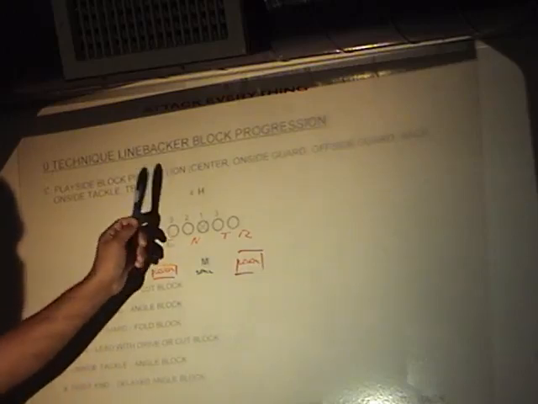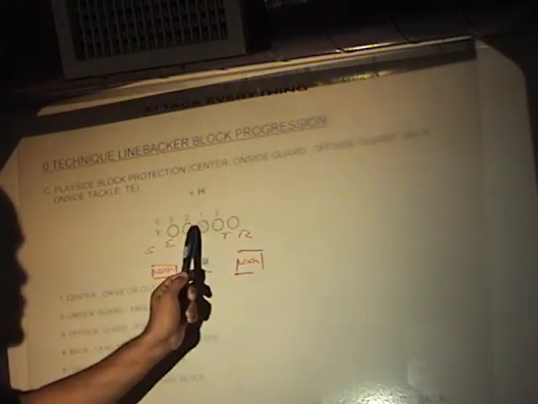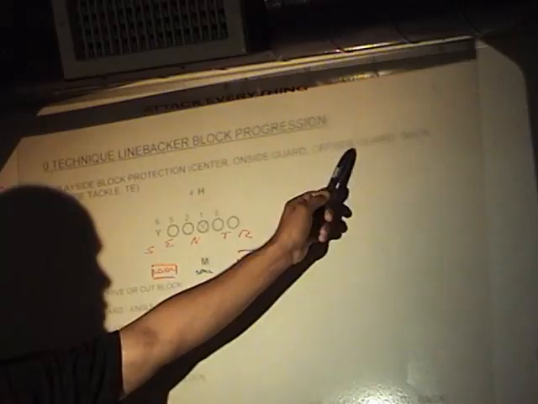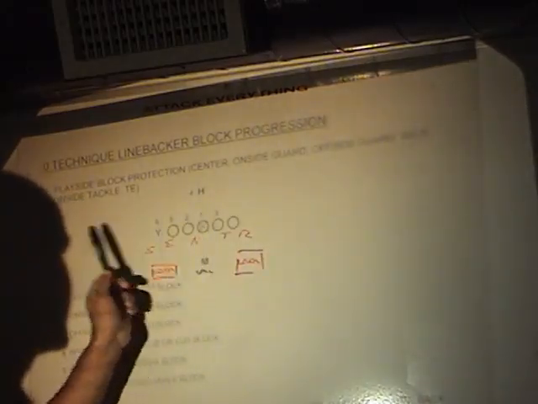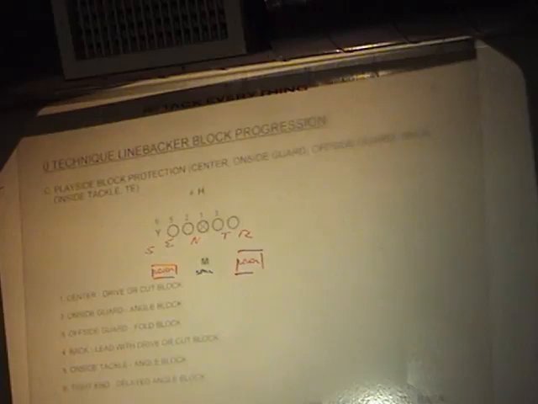So the play side block protection will go from the center to the onside guard, offside guard, back, and then down the line, tackle, the tight end. Anytime that we're a zero, it's 8-man spacing. And so you are the inside fit, you are a spill player.